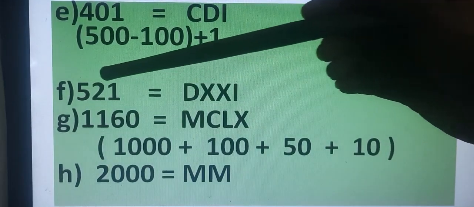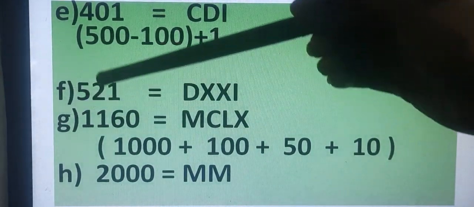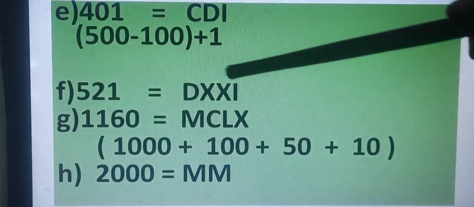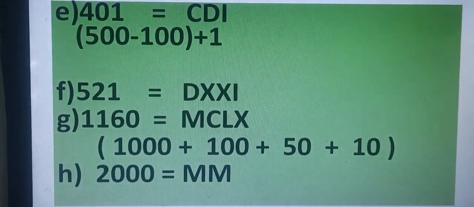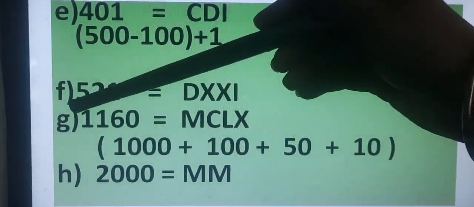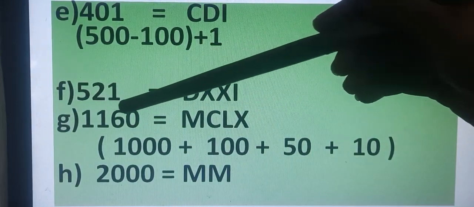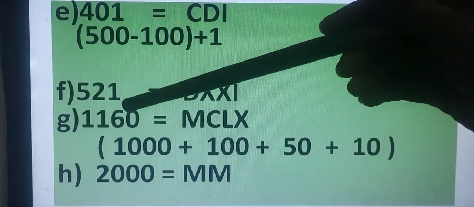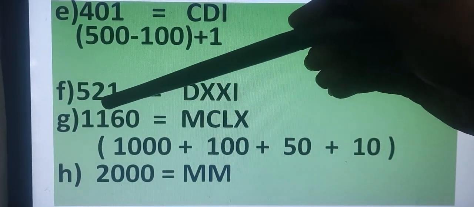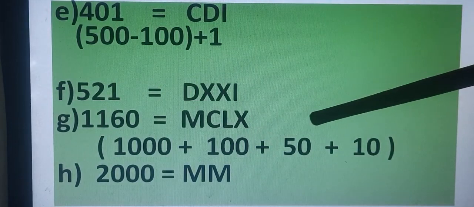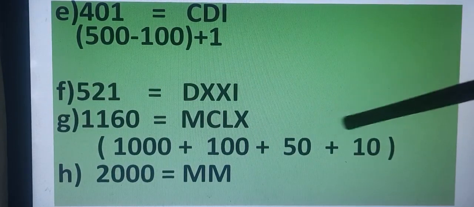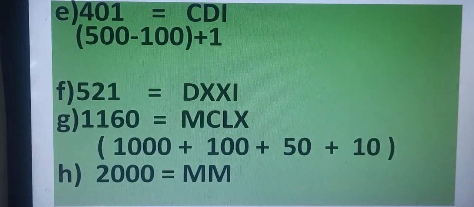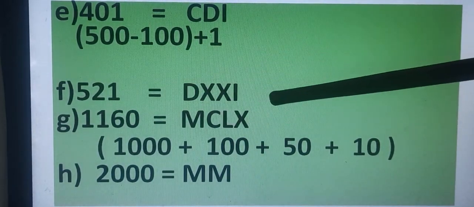Next is F part. 521. Now 500 you know. D. 20. XX. 1. I. So D, X, X, I. Right. Next is G part. 1160. 1000. Symbol of 1000 you know. That is M. Then 100. C. Then 50. L. And then 10. X. So M, C, L, X. These alphabets will be written capital.